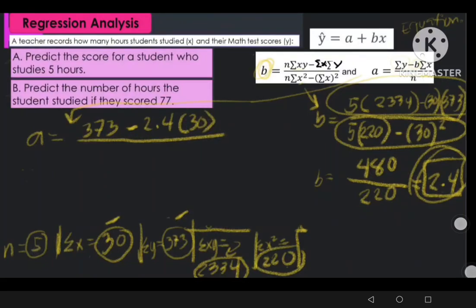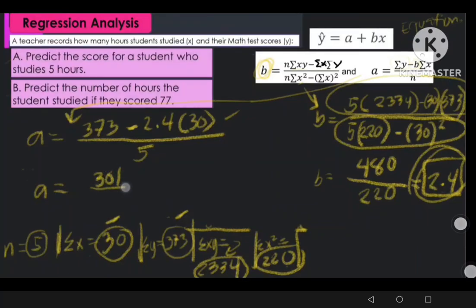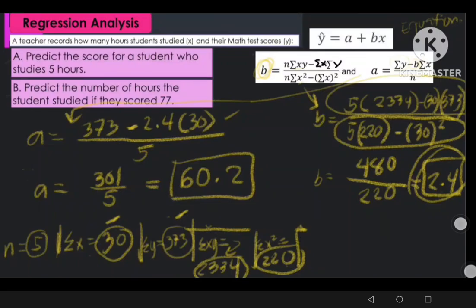Our n is 5. So using our calculator, to be sure, for the numerator we have 373 minus 2.4, open and close parentheses, times 30, open and close parentheses, and then divide by 5. So for that upper portion, the result is 301. 301 divided by 5, so the value of our A is 60.2. So that's our A.